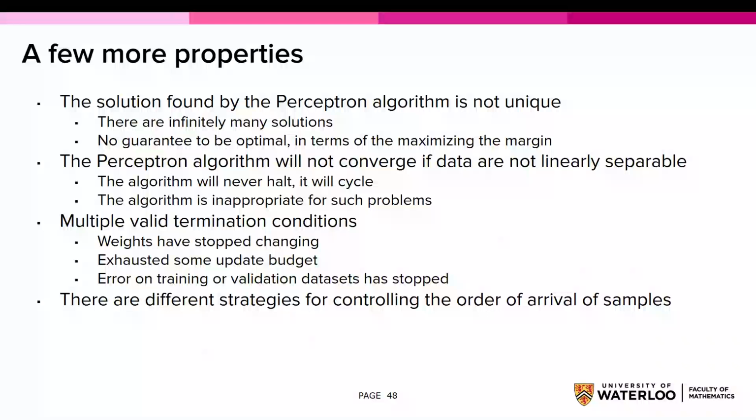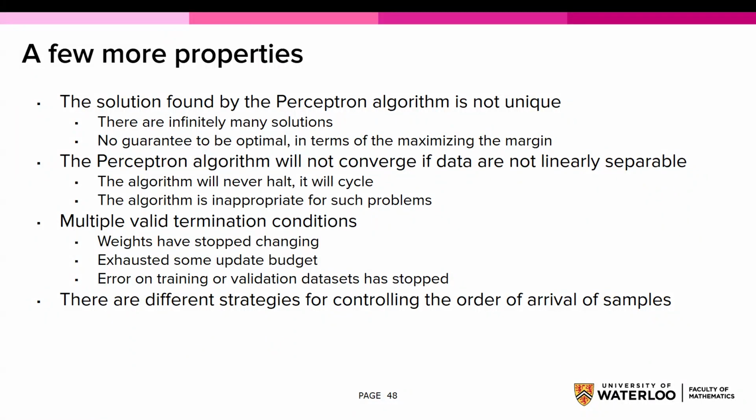Okay, a few more properties before we close out. It's important to note that the solution found by the perceptron algorithm is not unique. In fact, there's infinitely many solutions. There's no guarantee that the solution found by the perceptron algorithm is optimal in the sense that it maximizes the margin of the data set. The perceptron algorithm also won't converge if the data are not linearly separable. In this case, it'll actually never halt. It will instead cycle. And so the algorithm is not appropriate for such problems.